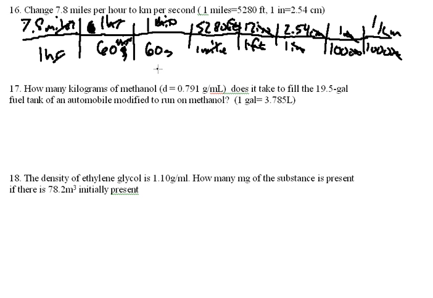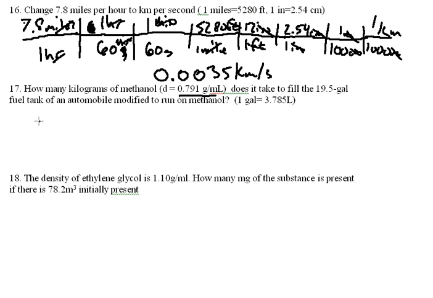So if I do this, we're going to end up with 0.0035 kilometers per second. So that's number 16. Take a look at number 17. This one's just like this, except we're going to introduce this density term and use it as one of these conversion factors. So I want to know how many kilograms of methanol it takes to fill a 19.5 gallon fuel tank of an automobile modified to run on ethanol.